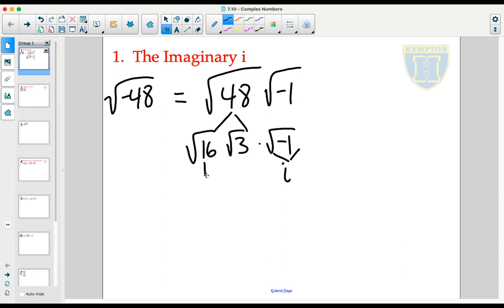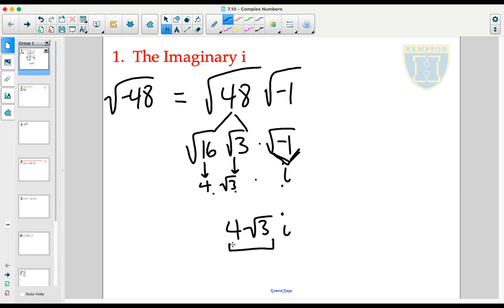We know that the square root of 16 is 4. We know that 3 is not a perfect square, so that's done. And we know that the square root of negative 1 is now i. That allows us to put these three factors together in a final expression, 4 root 3 i.